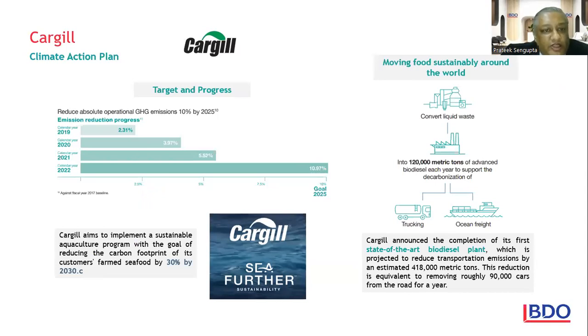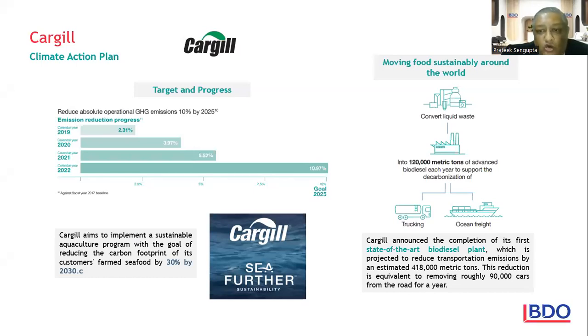Therefore, they have an extensive climate action plan with concrete targets and progress that they have been tracking for several years. And the target end date is 2025. So if you look at the reduced absolute operational GHG emissions 10% by 25, they've been progressively going there, and they've already achieved the 2025 target well beforehand in 2022 itself, and are now going to set themselves a much stiffer target. Cargill also aims to implement a sustainable aquaculture program with the goal of reducing the carbon footprint of its customers' farm seafood by 30% by 2030.